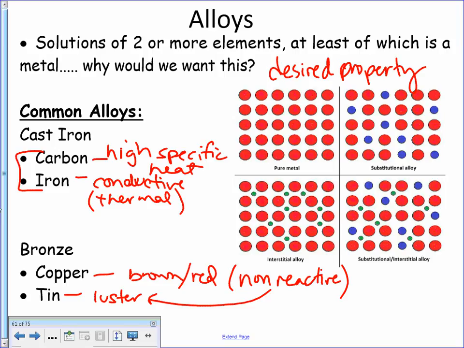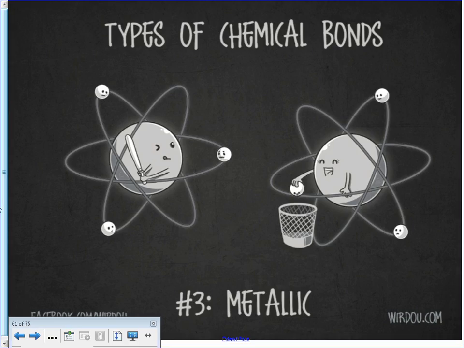We're actually going to make an alloy maybe tomorrow, so we'll see what we get to today. And here's our types of bonds, mobile electrons. So electrons go away whenever you hit them with a baseball bat. That's it for electrons, for metallic bonds.